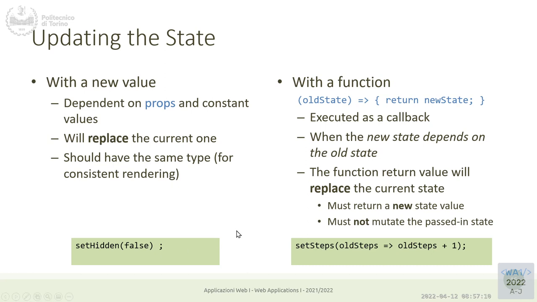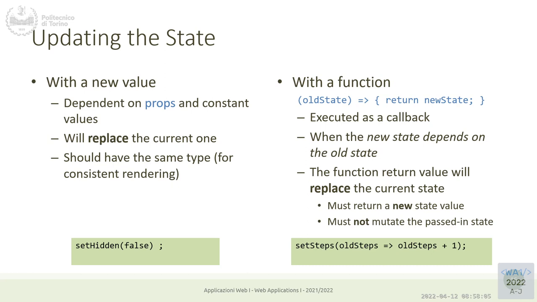Or maybe we need to change the value of a state depending on the current value of the state itself. In that case, we should provide a callback function to setState. So we are not providing a value, we are providing a function. This function will be called when React decides to change the state, sometime in the near future, probably. When it decides to change the state, it will call this callback function that will receive the old value of the state and will return the new value that should be applied to the state value. We have to play with some examples on that.